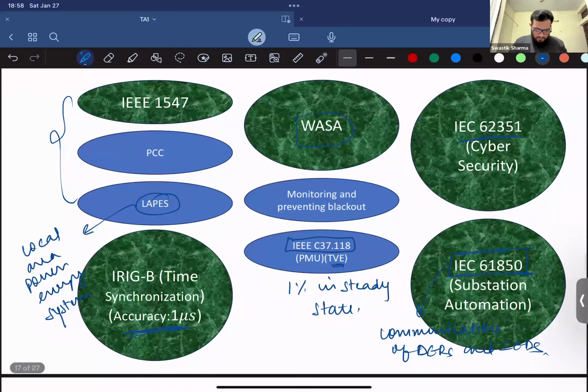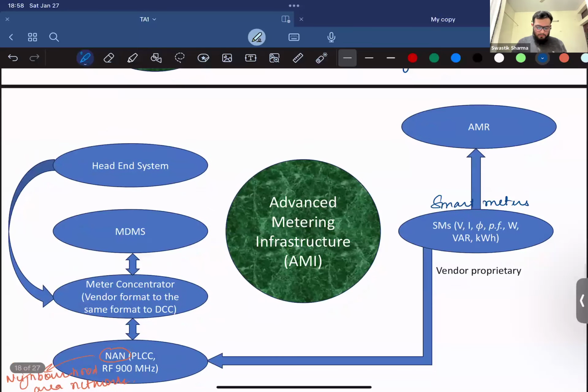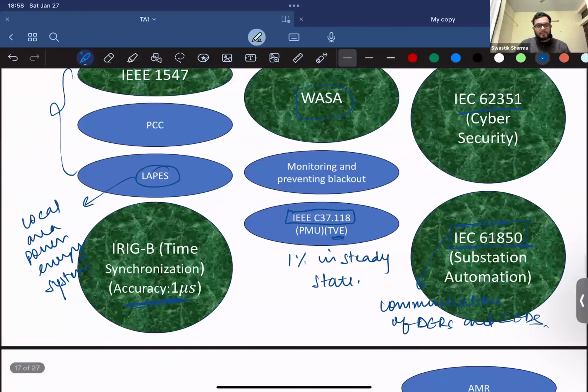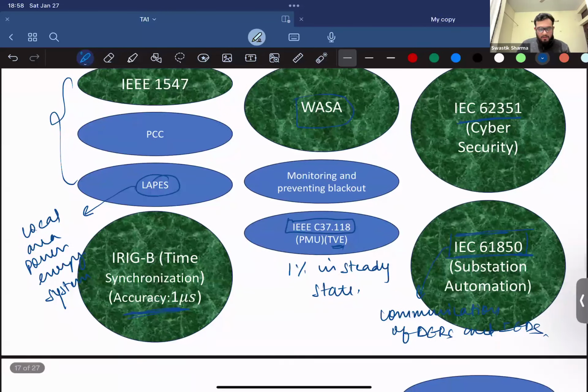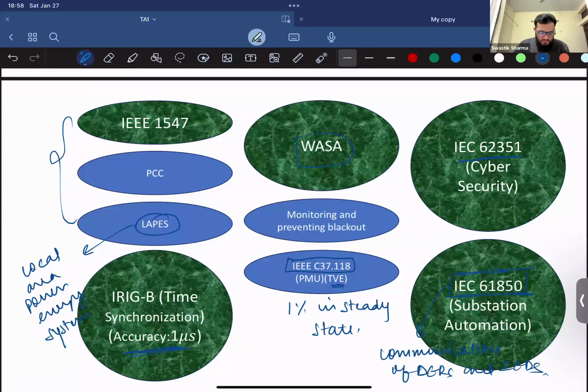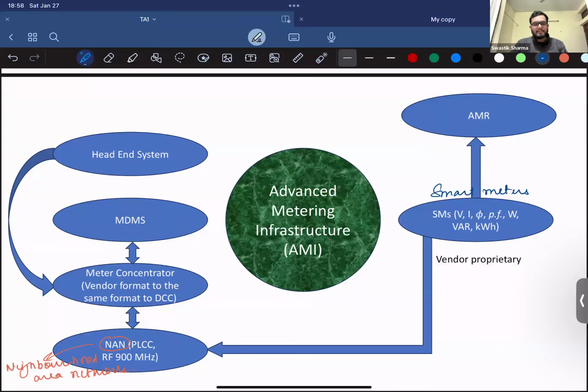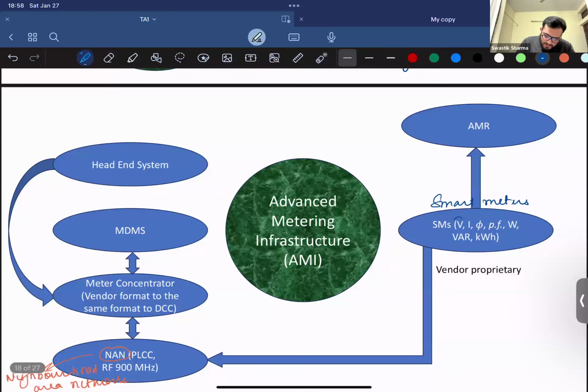We'll discuss this further. For proper insights into the grid, what we mandate is the use of advanced metering infrastructure. So what is advanced metering infrastructure? Let's say your house is connected with some smart meters, right? And these smart meters are capturing data pertaining to the voltage, current, phase angle, power factor, your power consumption, reactive power consumption, and the energy consumption, right?